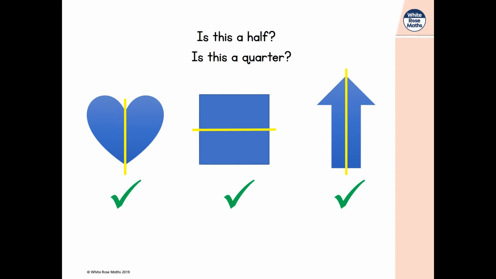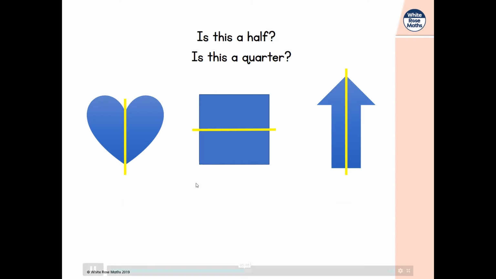Okay, I'm going to draw some more lines. I want you to tell me, is this a quarter? Ready? There. Would one of these 4 pieces be a quarter? No. We have 4 pieces, but they're not equal. They're not the same size. So one of those would not be a quarter.